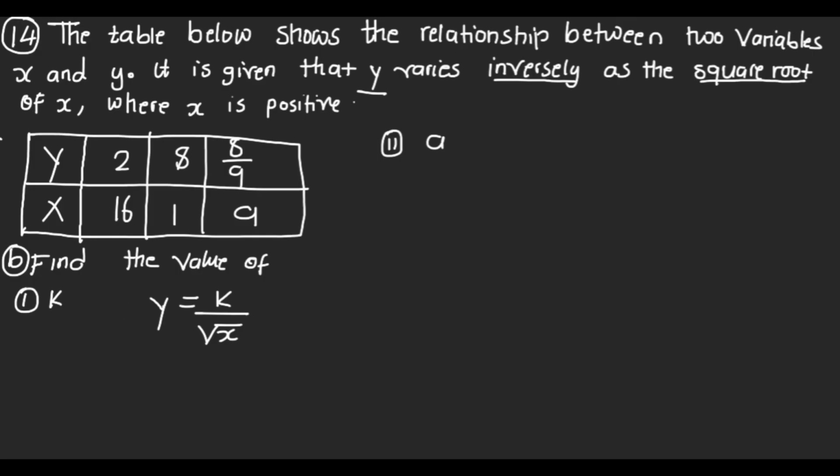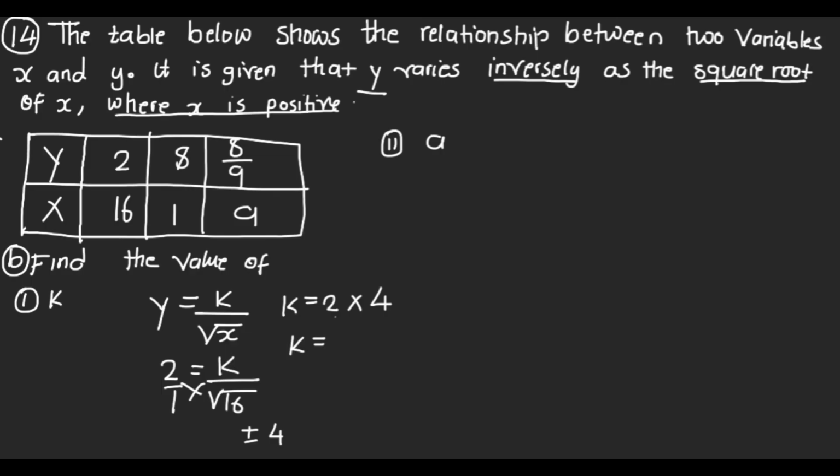So from this table we can use these or these. The answer will give us the same. So let's use these. So if we use this, the value of y is 2, the value of x is 16. So where there is y, we put 2 is equal to k over, then x is 16 over 1, we cross multiply. So 1 times k will just give us k, then 2 times the square root of 16 is positive or negative 4. Now from the question, we are given where x is positive, so we only need the positive part, so it's 4. So 4 times 2 will give us 8 as the value of k.